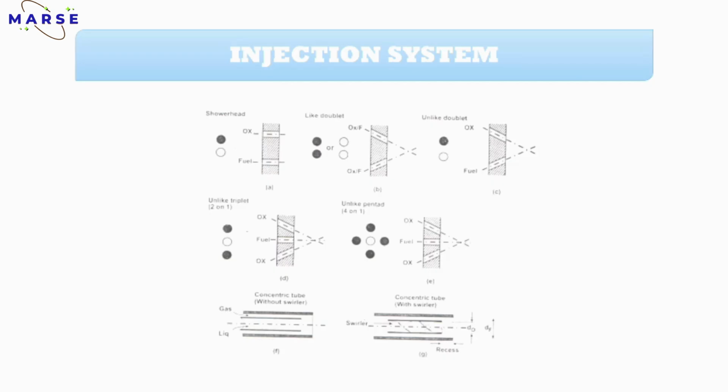In the triplet you can see first one is oxidizer, fuel, oxidizer. So these are types of arrangement. And in the pentad you can see there are four arrangements of oxidizer and only one arrangement of fuel. This arrangement also depends upon the O/F ratio, like how much oxidizer and how much fuel you want for your testing. So that is also an important part.